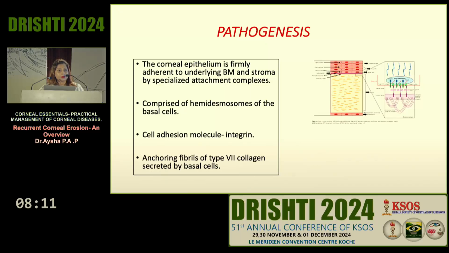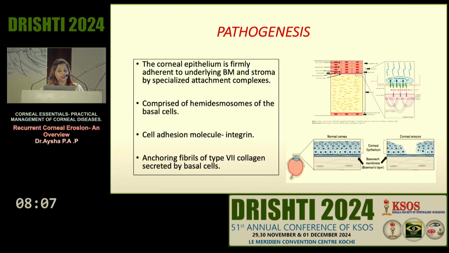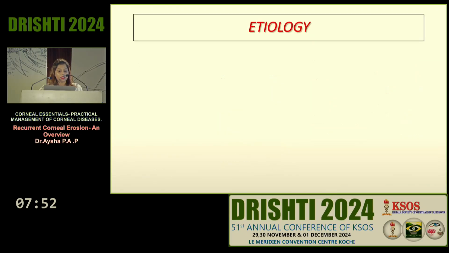So whenever there is a break or an injury, there is no epithelial adhesion molecule. In the first picture you can see a normal cornea. In the second picture there is no adhesion molecule. So this is the main cause of recurrent corneal erosion. There is also increased activity of MMP2 and MMP9 in recurrent corneal erosion.